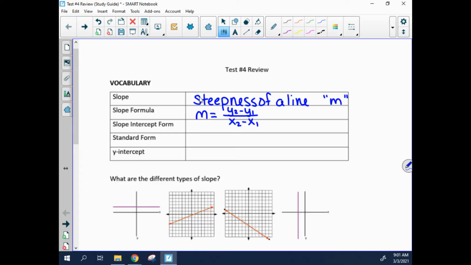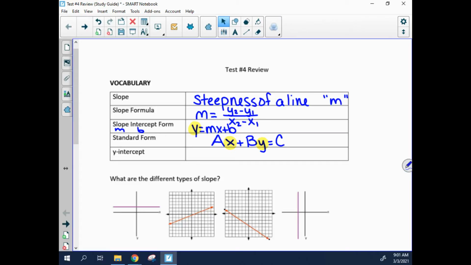Slope-intercept form, remember that slope is m and our intercept is b. So when we're talking about slope-intercept form, we have y equals mx plus b. Standard form, on the other hand, is when the x and the y are on the same side. So standard form looks something like ax plus by equals c. So notice the difference. Slope-intercept form, the y is by itself. In standard form, x and y are on the same side.